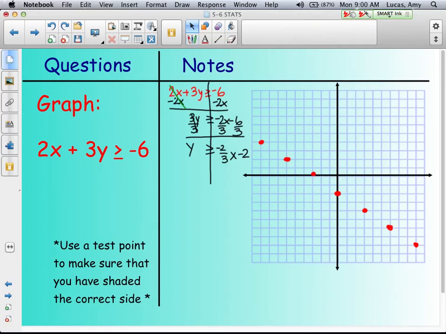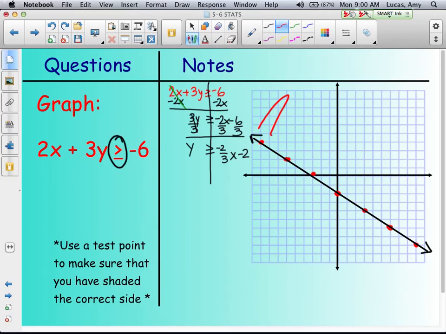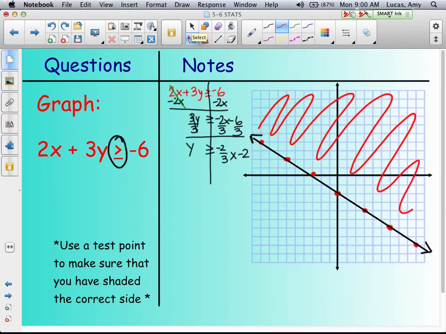Our symbol has an equal underneath, so that means that it's going to be a solid line instead of a dashed line. And I believe because it's a greater than symbol, I am going to shade above. So I believe that this is the correct side. When you're working on your homework, you might want to shade it really lightly, or you might not want to shade it at all until you pick your test point, just to be careful.